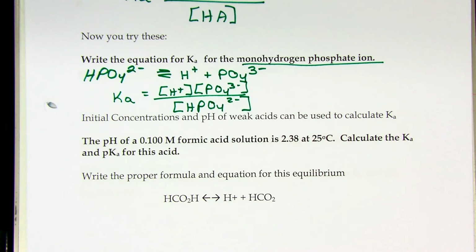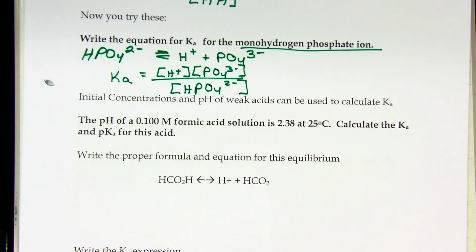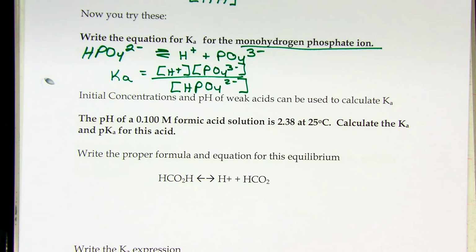Okay, now let's look at doing an actual problem similar to what we did in Chapter 15. The pH of 0.1 molar formic acid is 2.38 at 25 degrees C. Calculate the Ka and pKa for this acid. Well, we know that it is a weak acid because it's not one of the 7 strong, and it's on the list labeled weak acids. So that's how you know it's a weak acid.